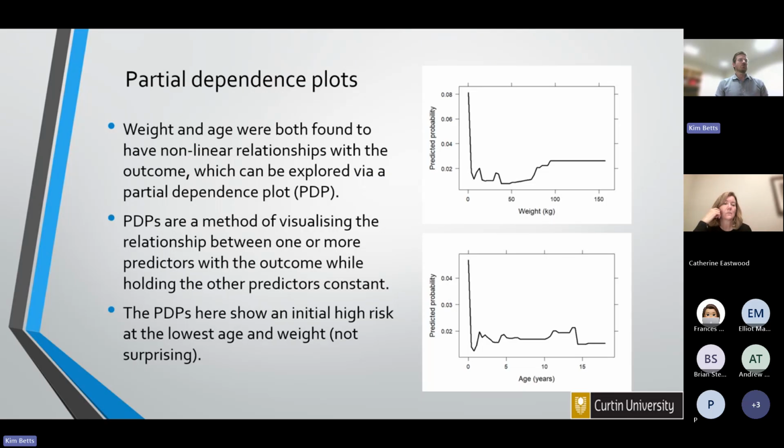So the PDPs here show exactly what we'd expect to find, which is a very high risk at the lowest age and weight, which I said is partly an artifact of that's when you have your first surgery, and that's when you're at the greatest risk of the outcome.